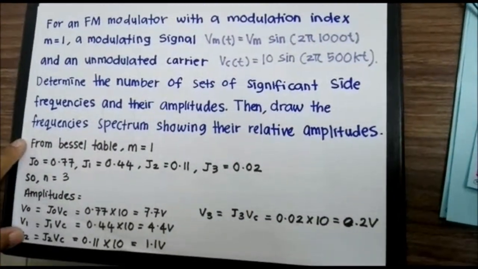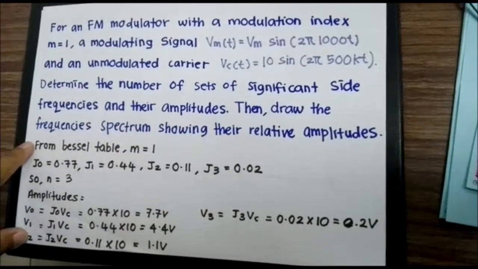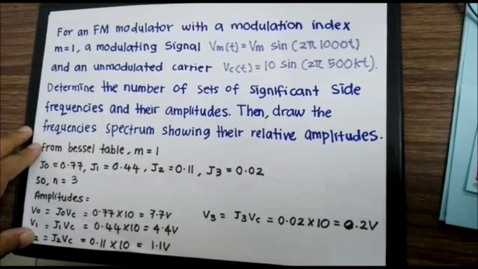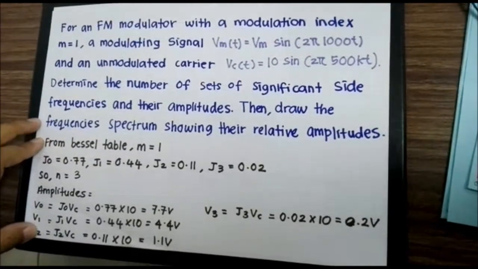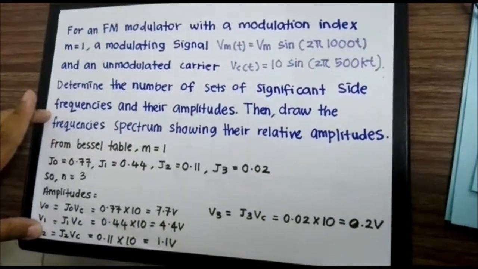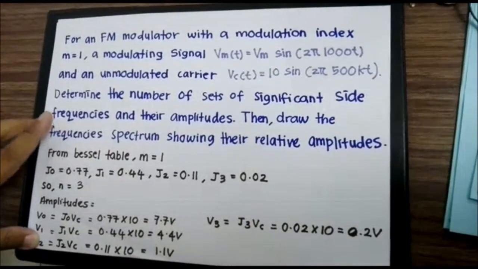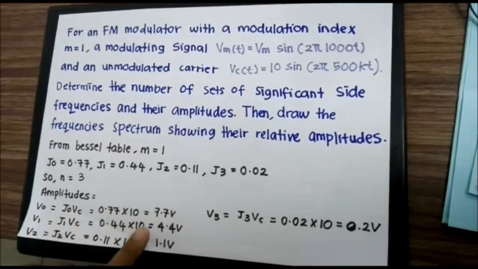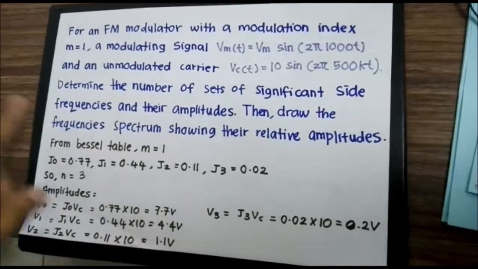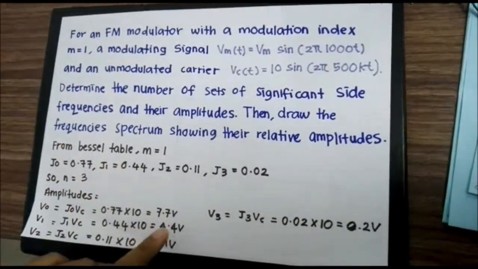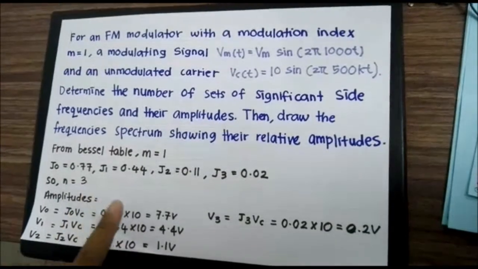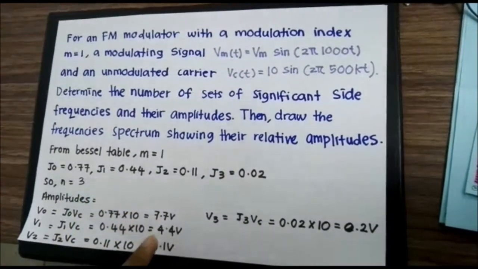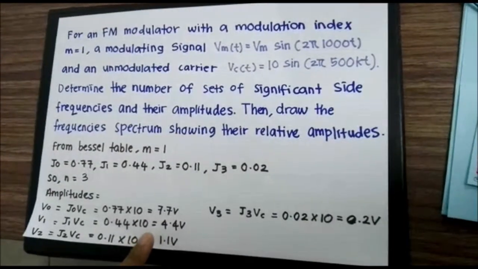For an FM modulator with a modulation index m equal to 1, a modulating signal Vm sin 2π1000t, and an unmodulated carrier Vc equal to 10 sin 2π500kt. Determine the number of sets of significant side frequencies and their amplitude. Then draw the frequency spectrum showing their relative amplitude.